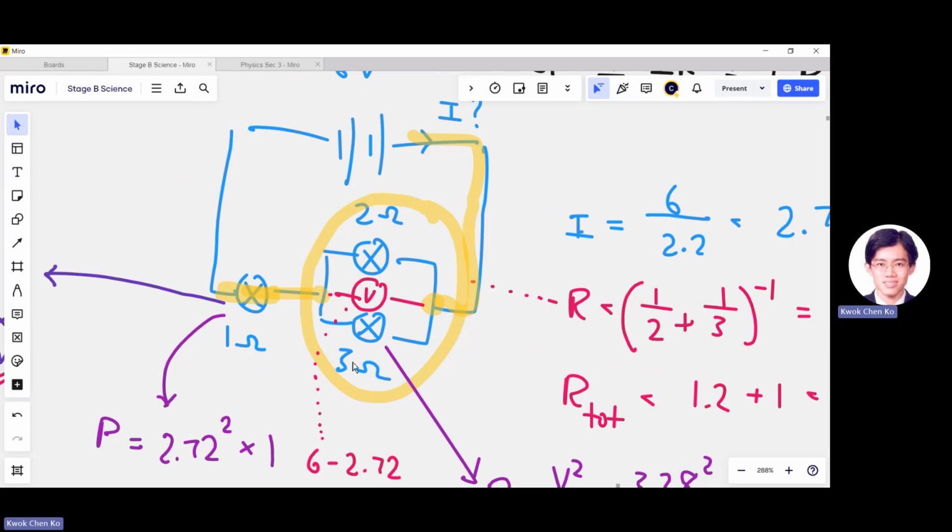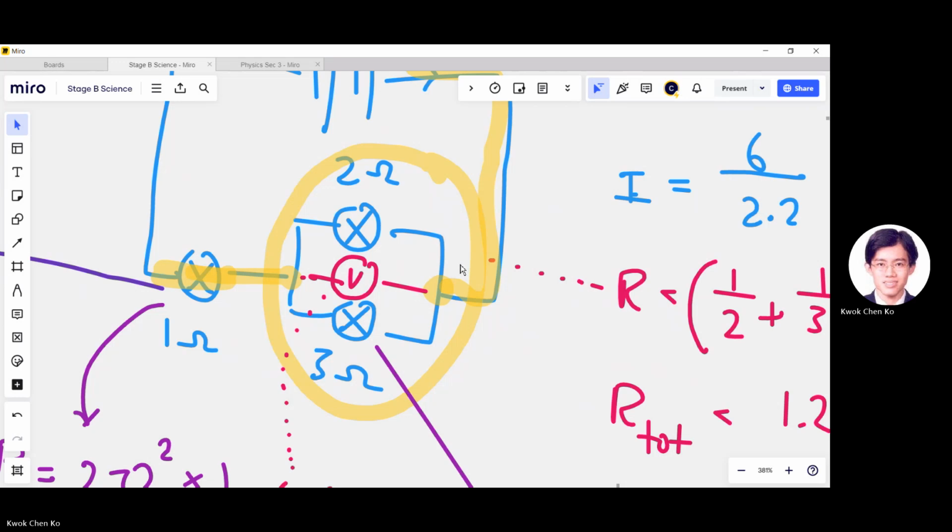That would be a more difficult question for you. It will split into half, right? Oh no, is it split into half or not? Did the current split into half? Look carefully. Your current splits here, correct? There's one branch going here, one branch going there. Are these two currents the same? No. Why not? The top one has lesser resistance. So you will have more current here, because the resistance is less.